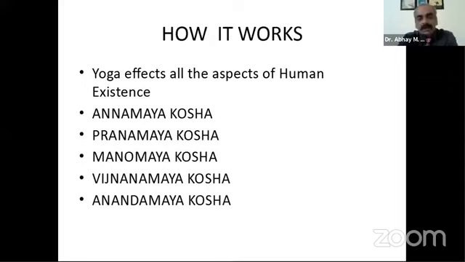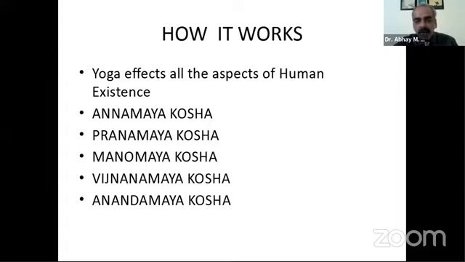The physical body, that is the Annamaya Kosha, which is the food sheath of the body, it affects and makes it healthy. The Pranamaya Kosha, which is the energy levels of the body, are balanced. The Ida, Pingala, the Sushumna, all the energy channels of the body are balanced. The Manomaya Kosha, that is the mind. Now, these are all the 5 aspects of human existence itself.